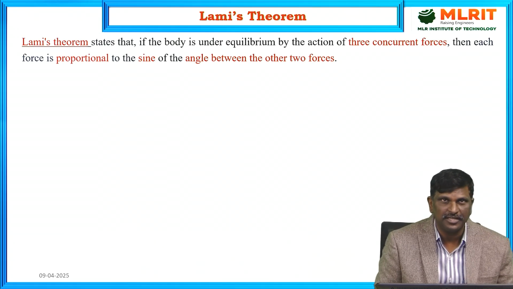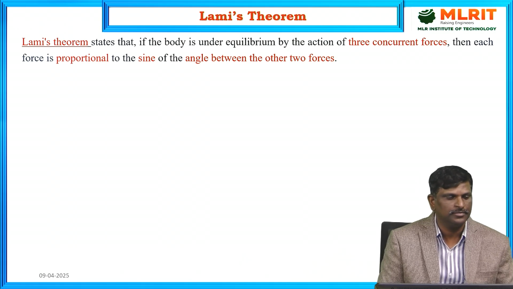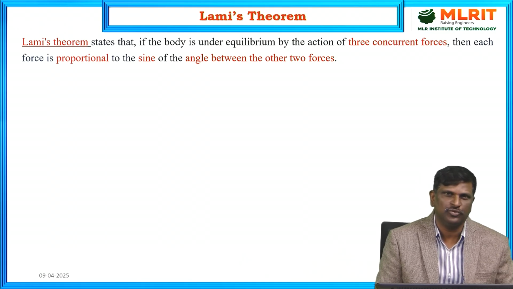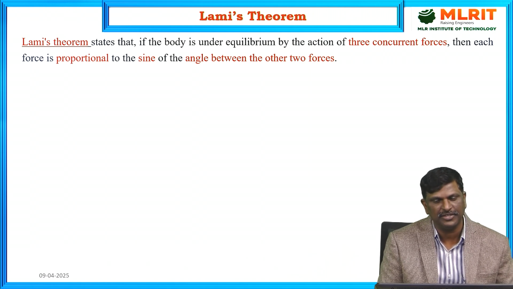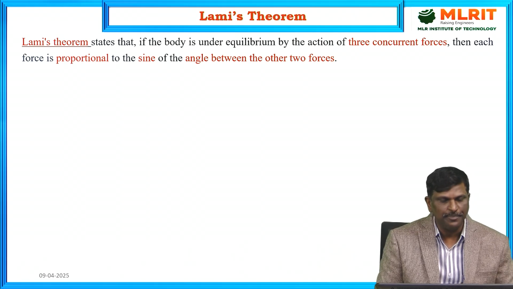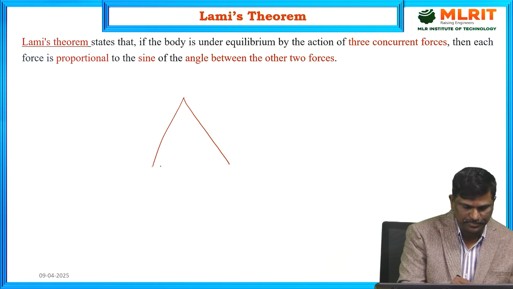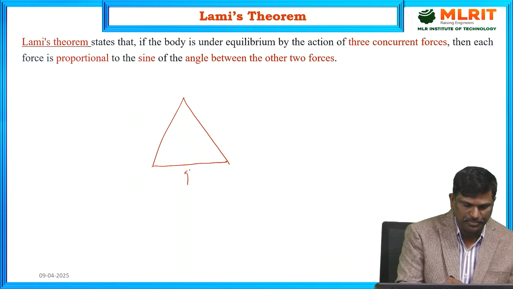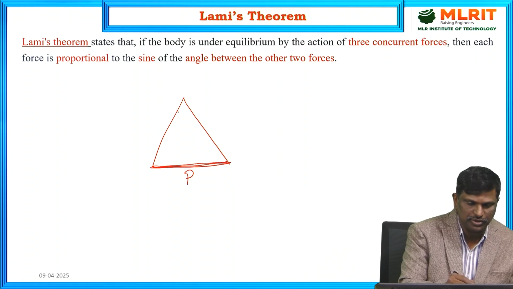Lami's theorem states that if a body is under equilibrium by the action of three concurrent forces, then each force is proportional to the sine of the angle between the other two forces. This is the property of the triangle actually. If a triangle is taken like this, so this is P, the length of P is proportional to the opposite angle.